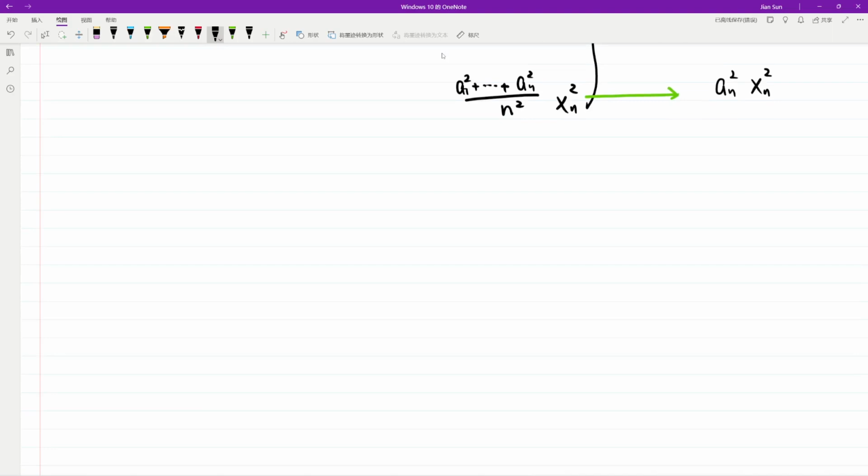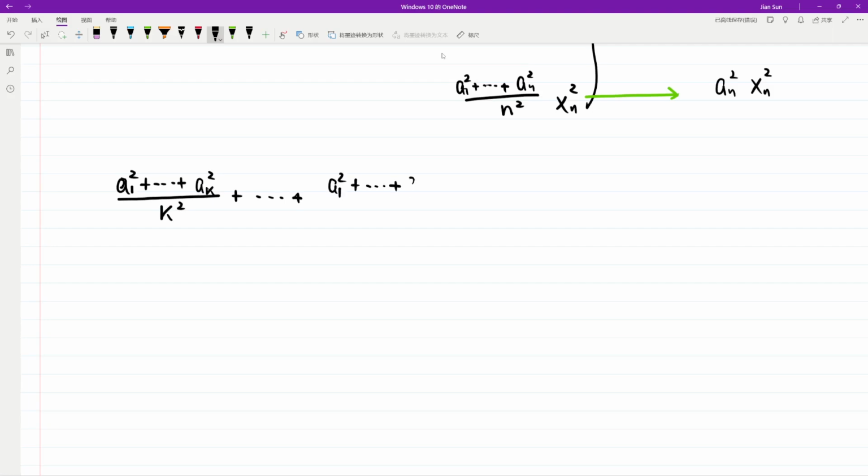If we can find a1 all the way to an, so let's try. The xk squared coefficient is a1 squared plus up to ak squared divided by k squared. And then we keep adding this to the last one.